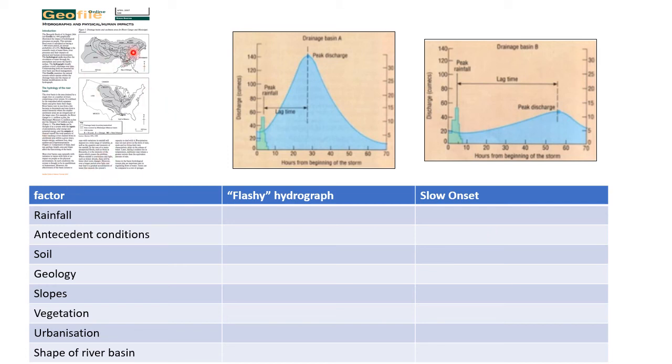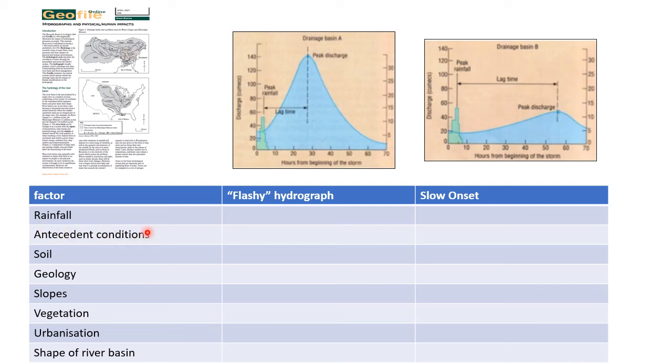You've got a geofile that's been emailed to you. Have a read of that. Use your own common sense. If you think of rainfall, what's going to create a flashy hydrograph? Well, it's going to be intense, short bursts of rain. Antecedent conditions means what's the ground like beforehand?